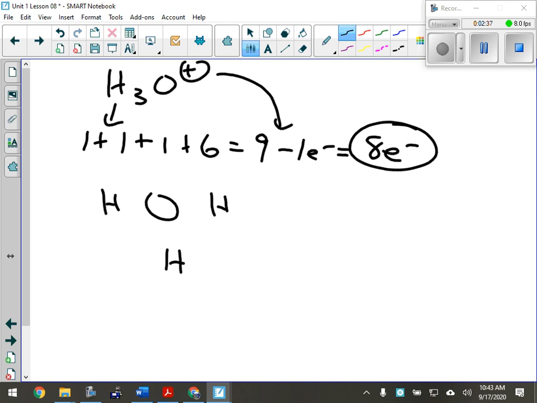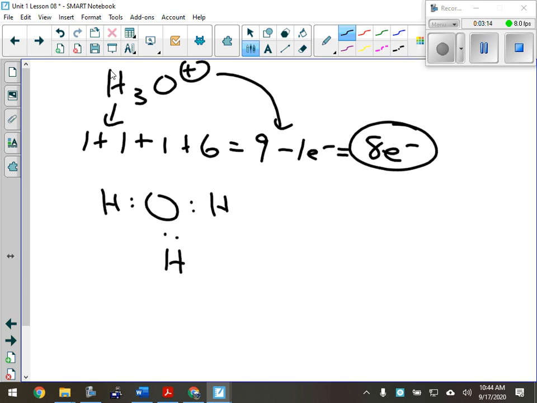So again, we have to draw a skeleton structure. We have to connect the outside atoms to the inside atom. So 1, 2, 3, 4, 5, 6. Then remember, the temptation here is just to keep going, but we really can't. We have to stop there. We've connected the outside atoms to the inside atom. Now we have to make sure that the outside atoms are happy. Is this got 2, 2, 2? Then we can move on to the central atom.